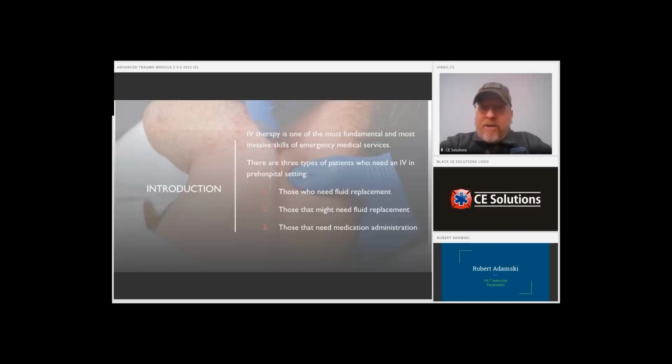Okay, so typically, why do we start IVs, people? All right, we start IVs not just because you need to check the box and meet your quota for the period. All right, we start IVs for a medical reason. Typically you either need volume replacement if it's a trauma patient and they have hemorrhage, and or you have a medical patient that's dehydrated, and so therefore they need fluid replacement, they need volume replacement. And or you might have a need to administer medication, all right? Those are the patients we typically start IVs on in the pre-hospital care setting.